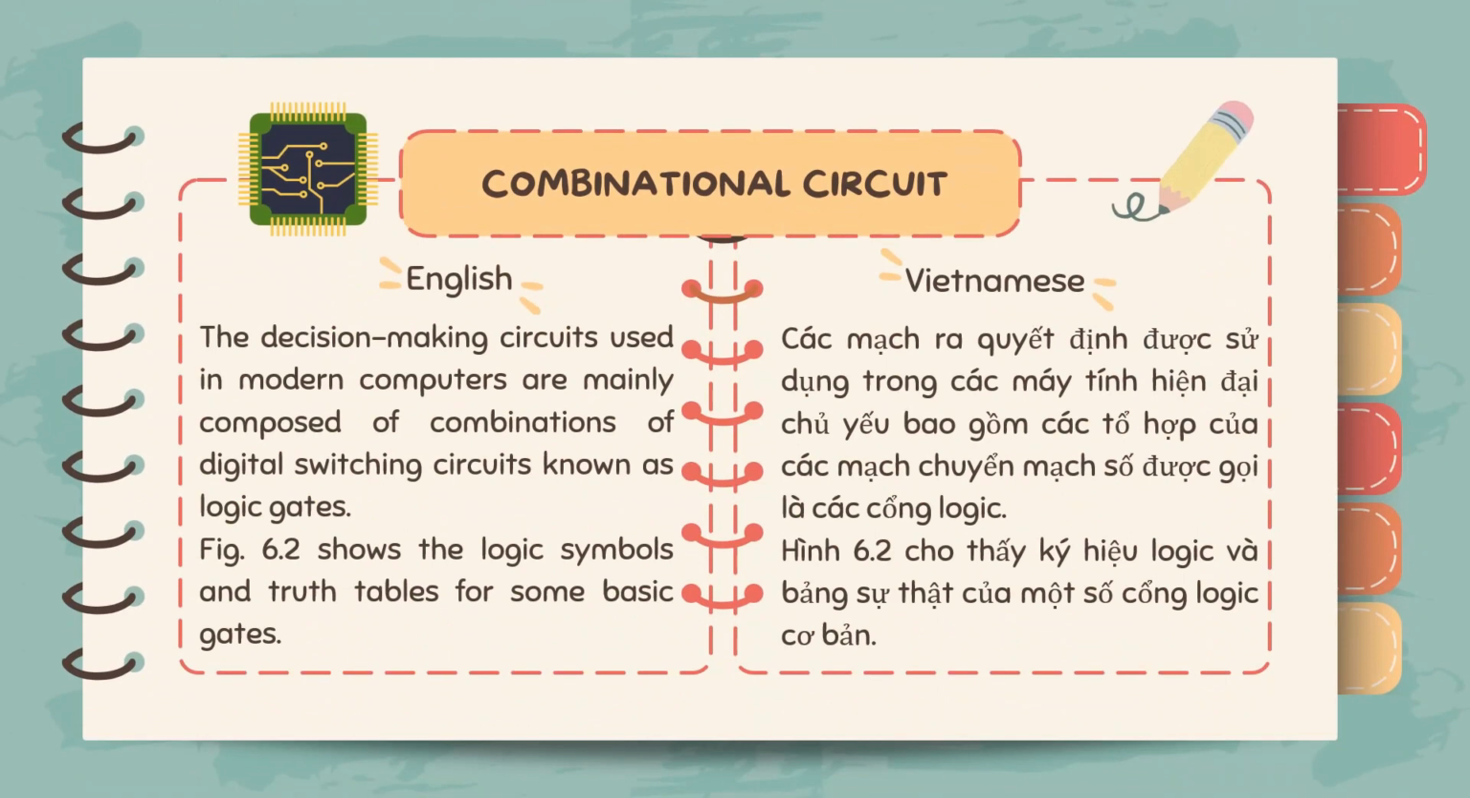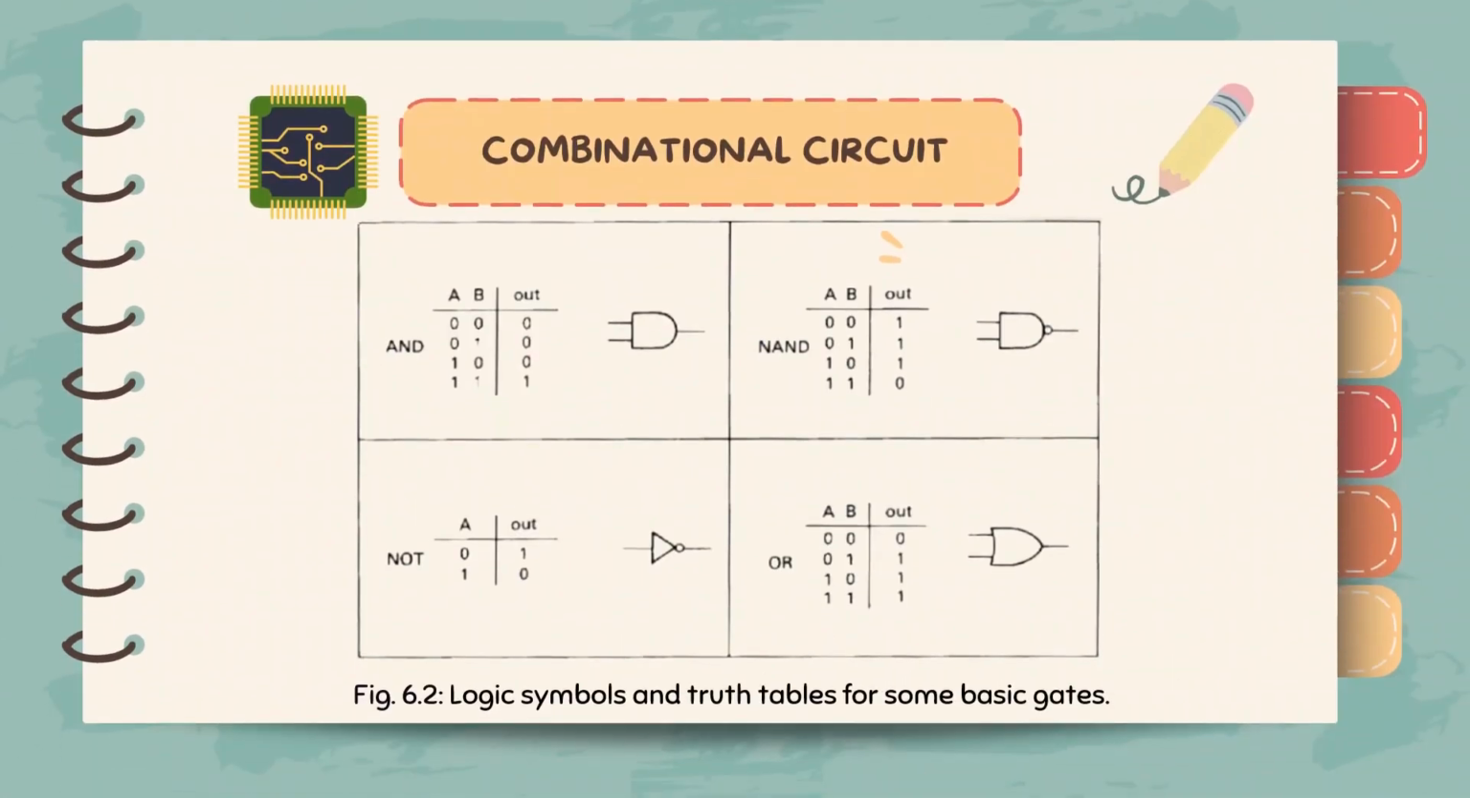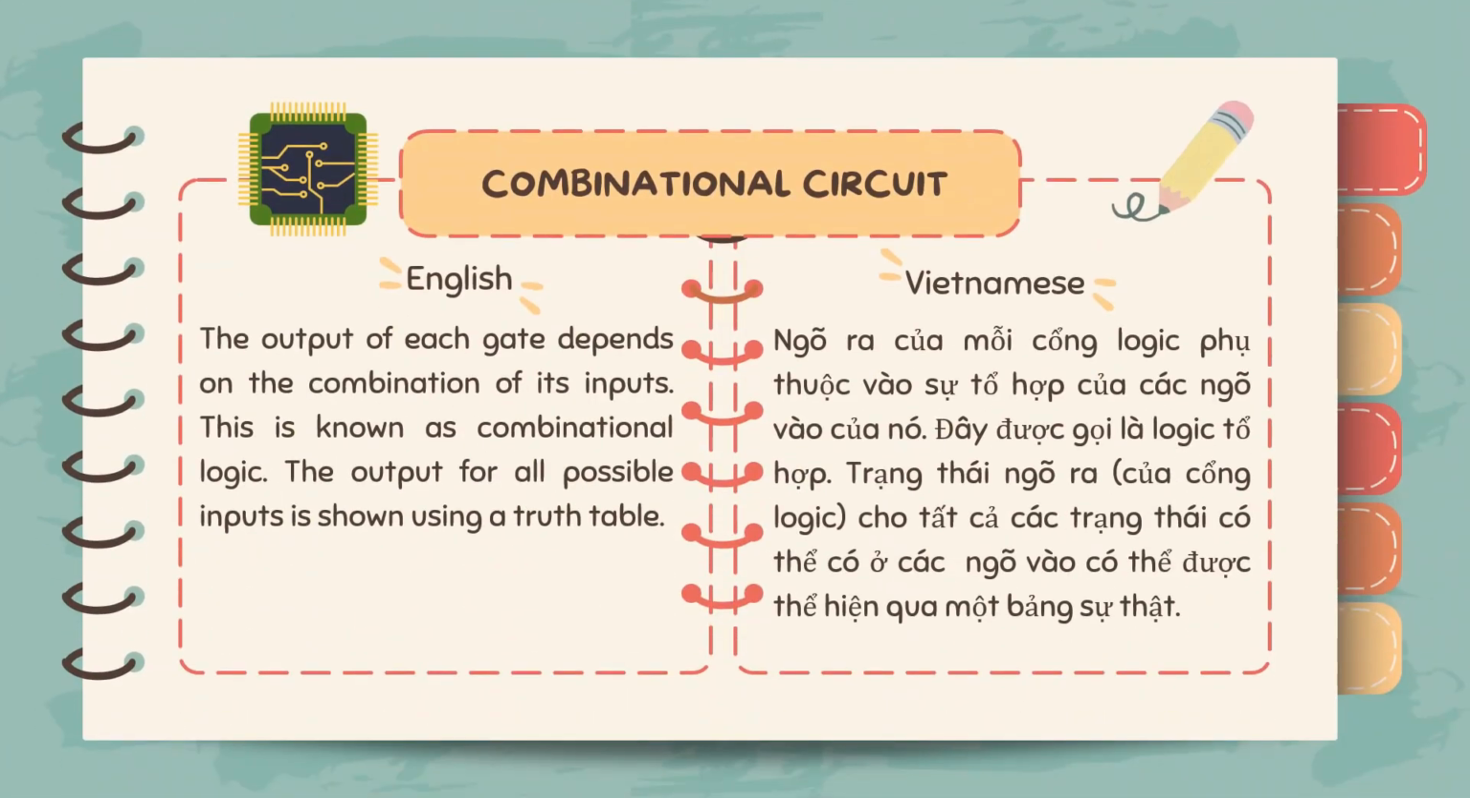Combinational circuit. The decision-making circuits used in modern computers are mainly composed of combinations of digital switching circuits known as logic gates. Figure 6.2 shows the logic symbols and truth tables for some basic gates. The output of each gate depends on the combination of its inputs. This is known as combinational logic.